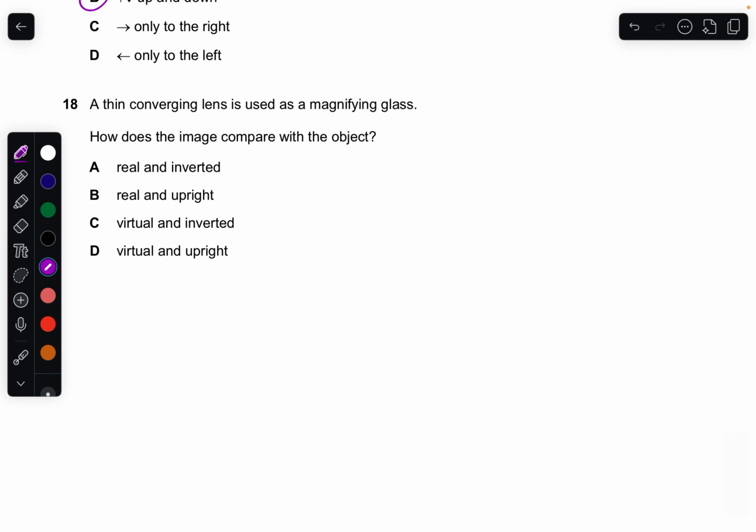In question 18, a thin converging lens is used as a magnifying glass. How does the image compare with the object? Okay, in a magnifying glass, you have a virtual and upright image. Okay, a virtual image is always upright; it will never be inverted.